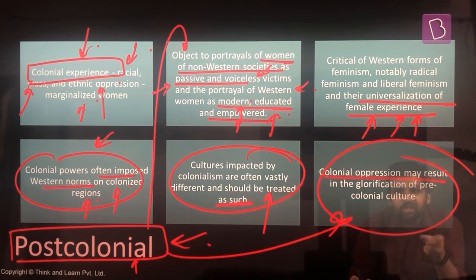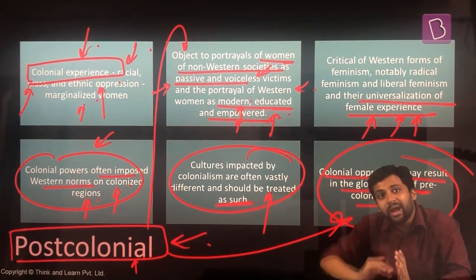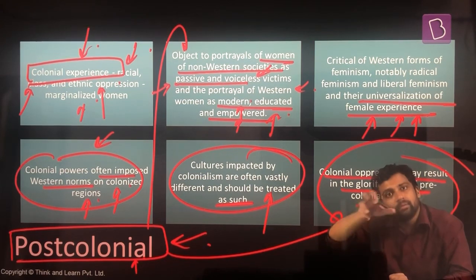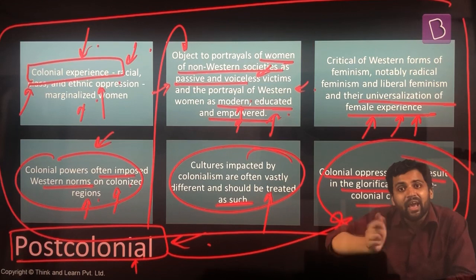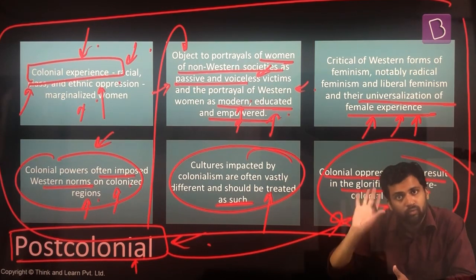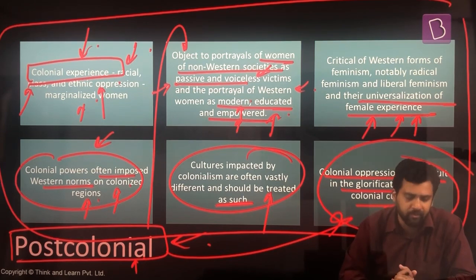So colonial oppression may result in glorification of pre-colonial culture. Before the colonial powers came into being, there might have been some sexist structures which might get glorified after the colonial powers come into being. So inequality can get increased because of colonization. This is also something post-colonial feminists have been studying.